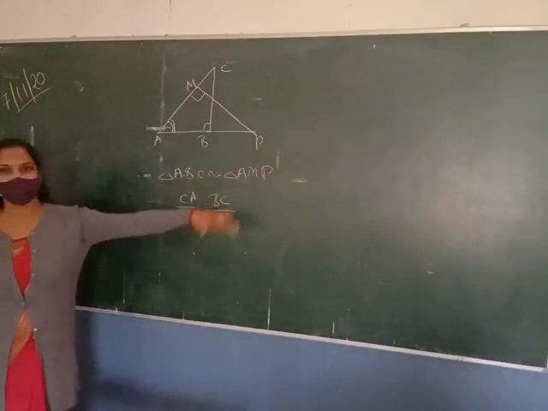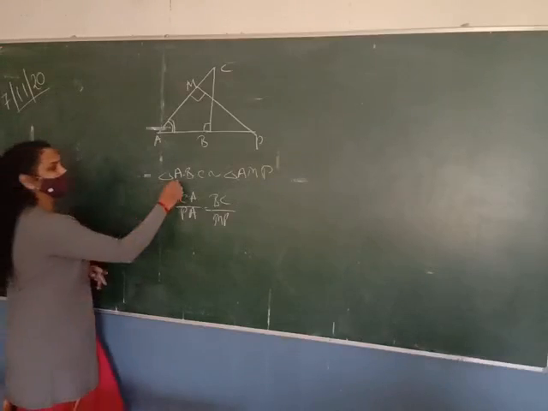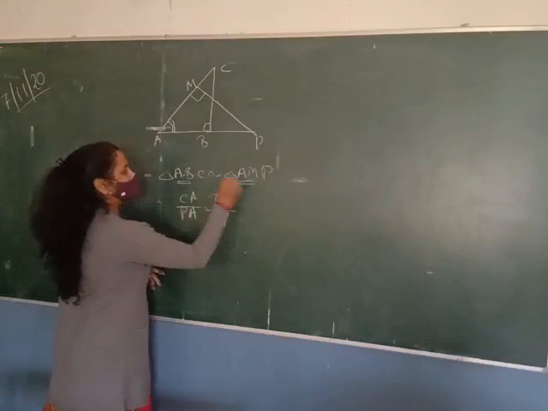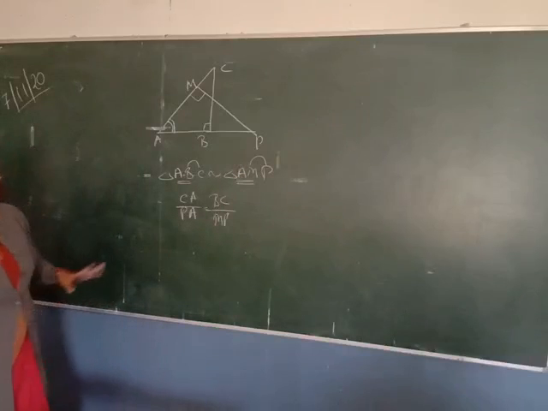So these triangles are similar. Since these triangles are similar, it means the ratio of the corresponding sides are also equal. So we can say AB upon AM is equal to BC upon MP. I think we have to prove only this part.